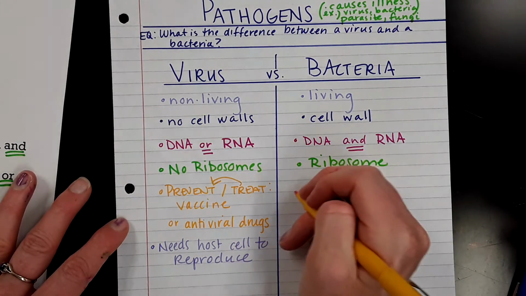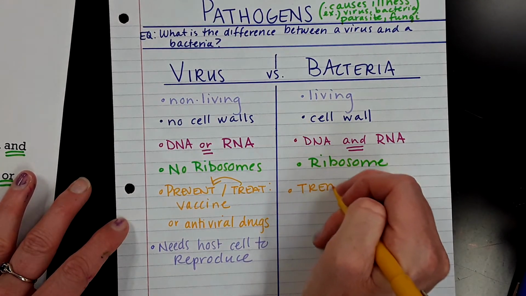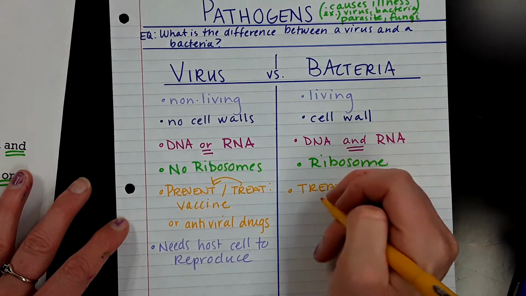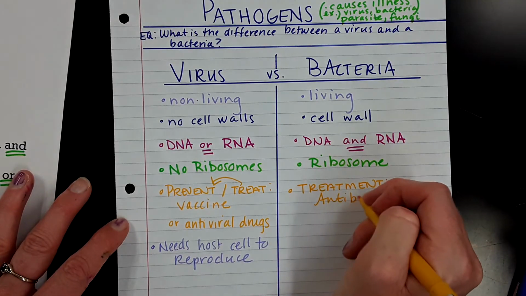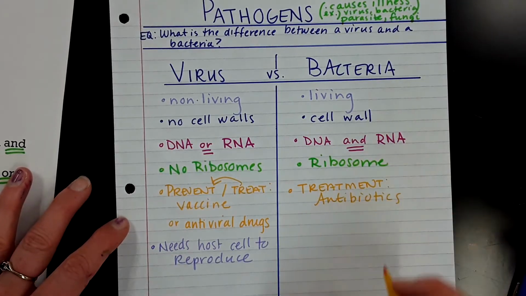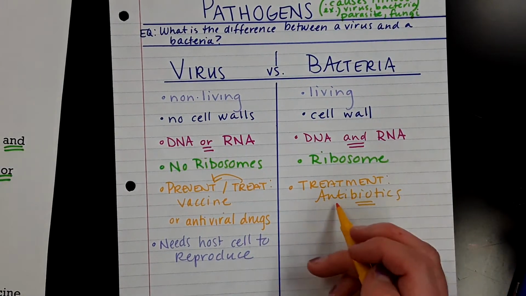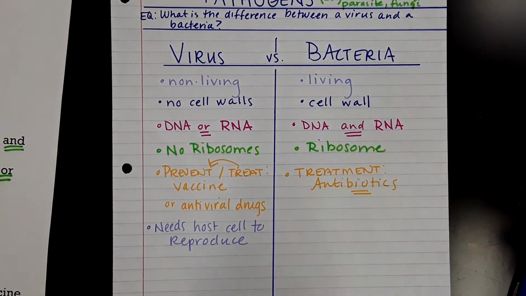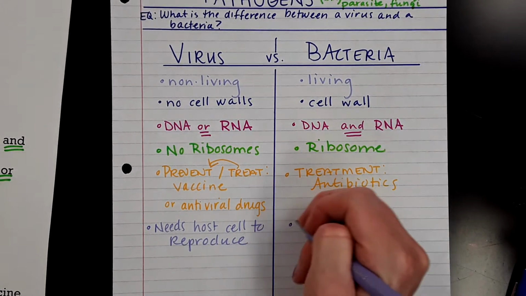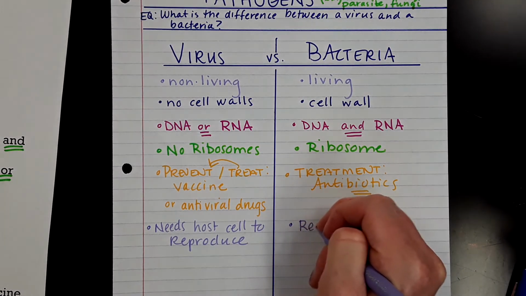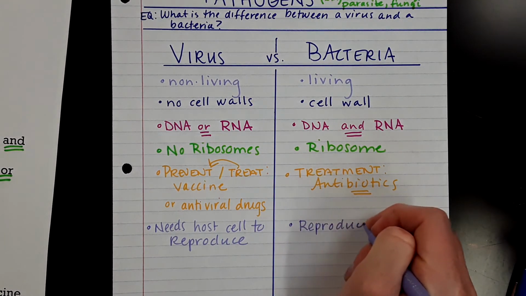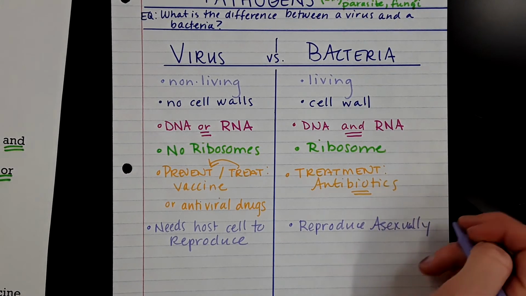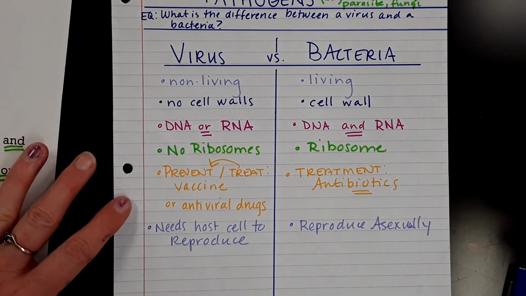The treatment for a bacterial infection is antibiotics. We do not treat viral infections with antibiotics because they're designed to destroy bacteria, and viruses are not bacterial infections. As far as reproduction goes, bacteria reproduce asexually. And the last thing is just some examples.